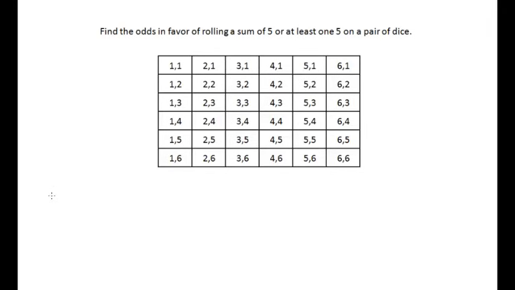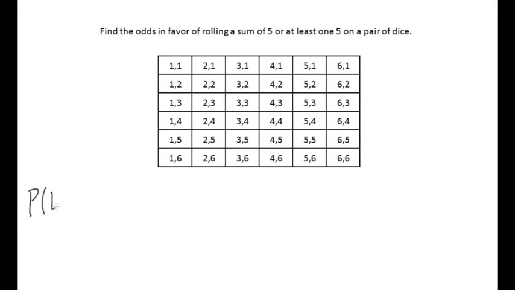In this video, we'll be talking about odds. So for our first example, we want to find the odds in favor of rolling a sum of 5 or at least one 5 on a pair of dice. So before we find the odds, let's find the probability.